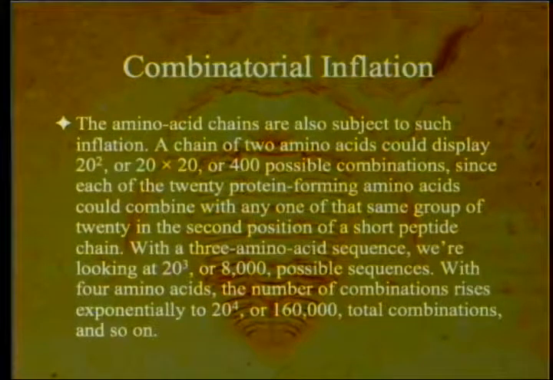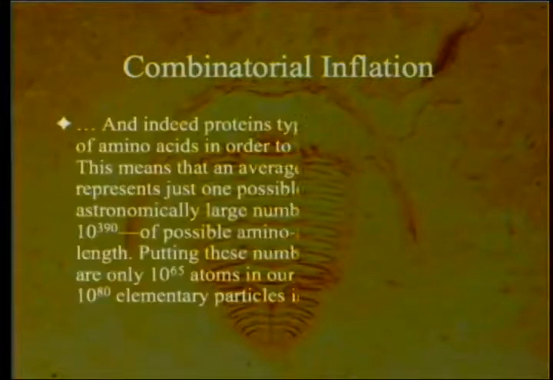The amino acid chains are also subject to such inflation. A chain of two amino acids could display 20 to the 2 power, or 20 times 20, or 400 possible combinations, since each of the 20 protein-forming amino acids could combine with any one of the same group of 20 in the second position of a short peptide chain. With the three amino acid sequence, we're looking at 20 to the third, or 8,000, and with four, it goes up to 160,000 total combinations, and obviously the further you go, the worse it gets.